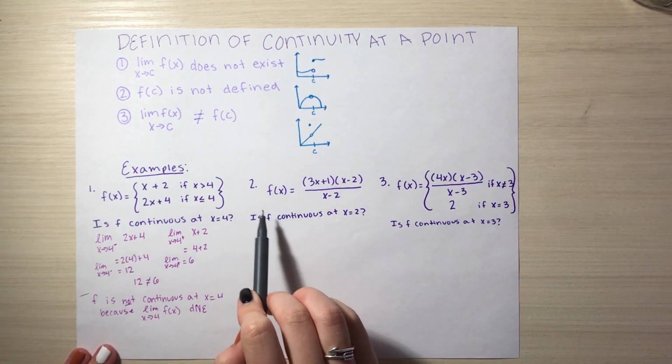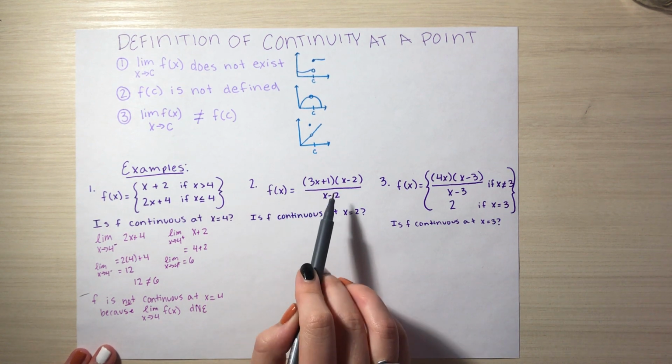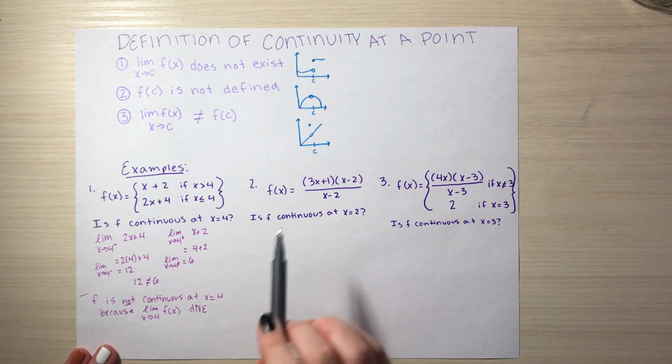We have another function, f of x equals (3x plus 1) times (x minus 2) over (x minus 2).